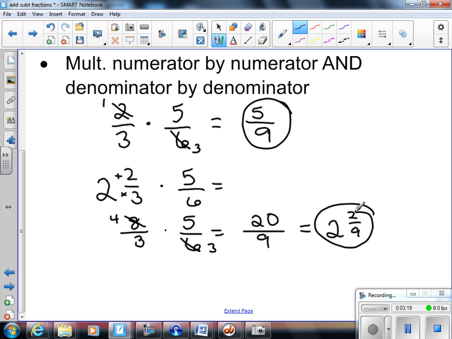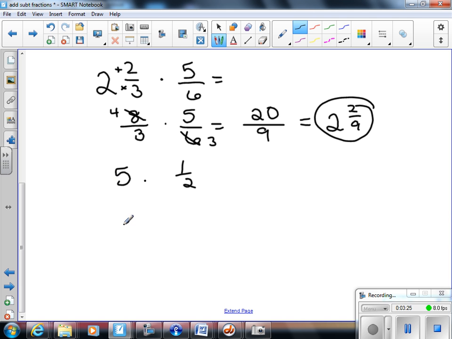Now someone asked me, what happens if I have a whole number, like 5 times a half? How do I write 5 as an improper fraction? 5 over 1. I could have 10 over 2, or I could have 25 over 5. Those are all correct, but I like to try the easiest way. Then can I simplify before I multiply? Nope. And I get 5 halves, which if I make that into a mixed number would be 2 and 1/2.